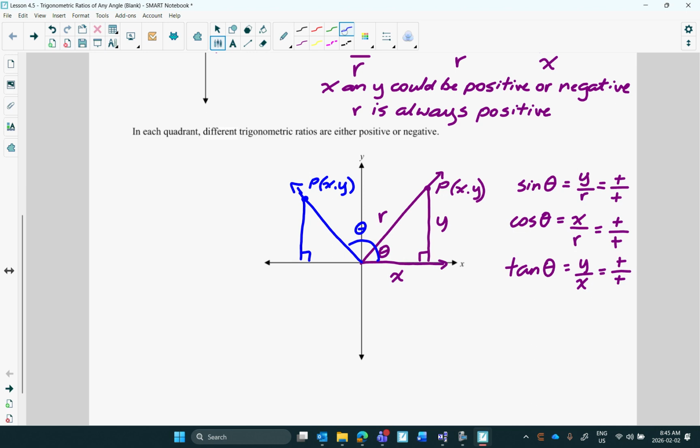Well, what's this length here? What would we call this letter? X? Negative x, because we're in quadrant 2. What would we call this? Positive y, because we're still going up. Remember, I said r was always positive.